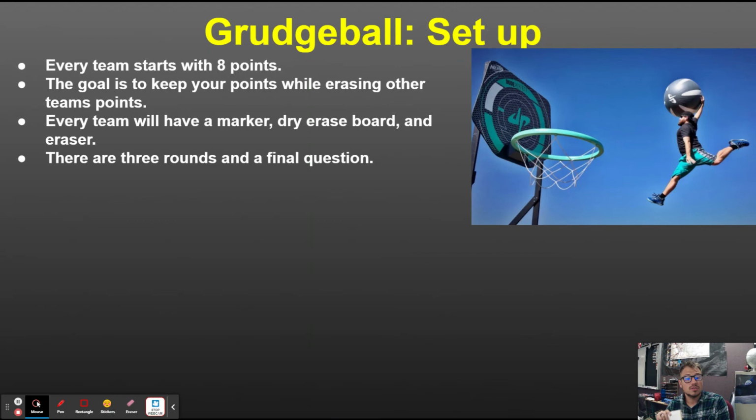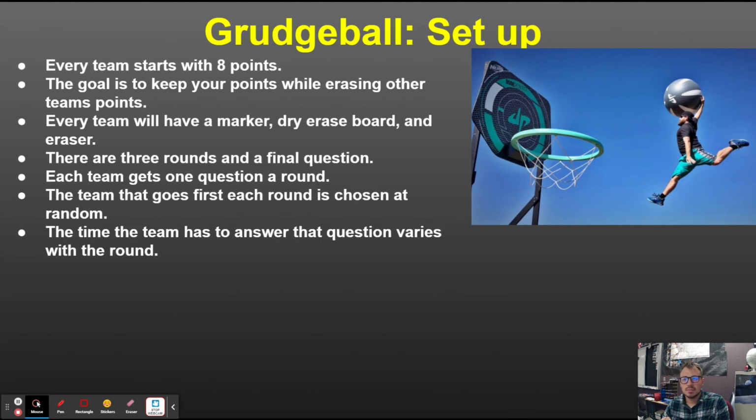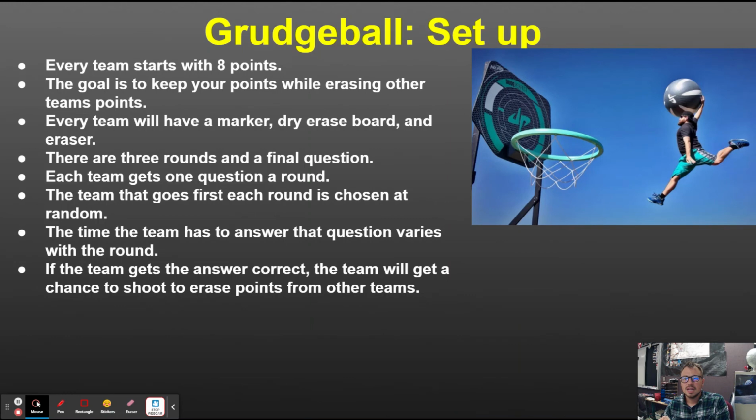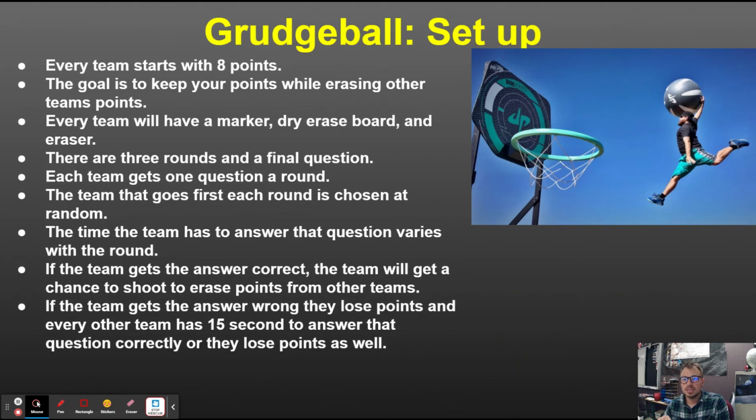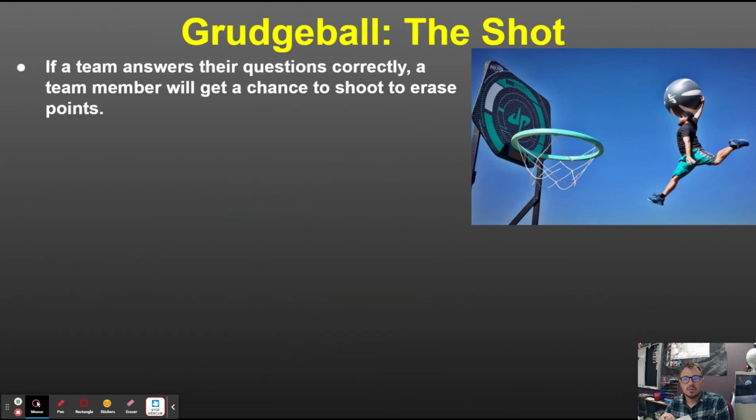There are 3 rounds and a final question. Each team gets 1 question a round. The team that goes first each round is chosen at random. The time the team has to answer that question varies with the round. If the team gets the answer correct, the team will get a chance to shoot to erase points from other teams. If the team gets the answer wrong, they lose points, and every other team has 15 seconds to answer that question correctly, or they lose points as well. Every team will get 1 question per round, but will have to answer any questions any other team missed or are left over at the end of the round.